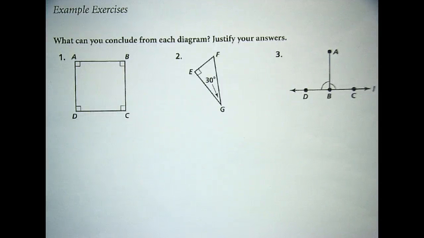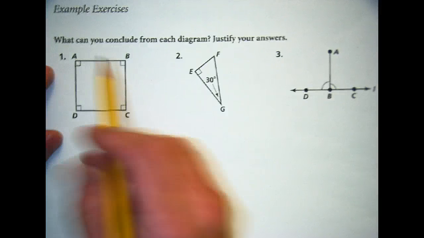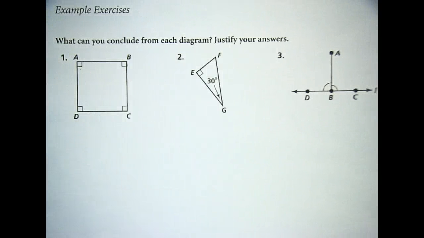All right, Logan, number 1. What can you conclude from that diagram? All the angles are congruent. Anyone agree? Okay, what else can we conclude from number 1? All angles are congruent, Logan says. Can we conclude anything else? Yes, Bethany? Okay, all angles are 90 because they're right angles. All right, anything else? So all angles are congruent.